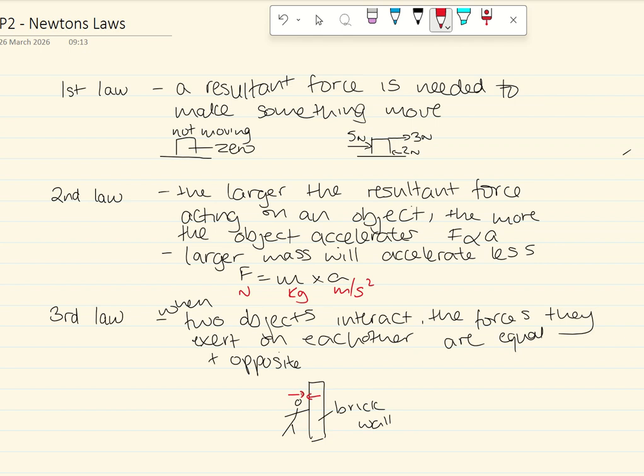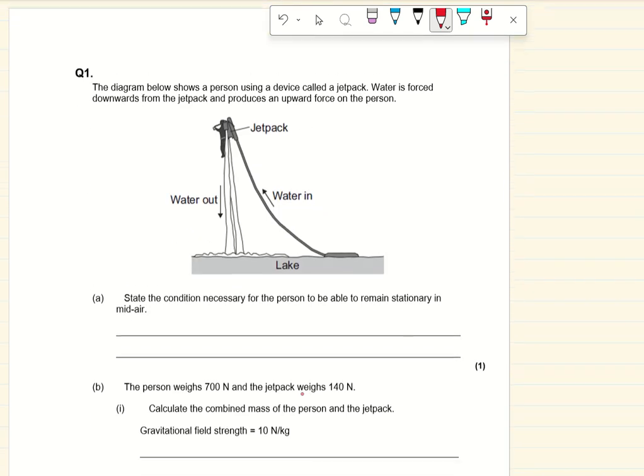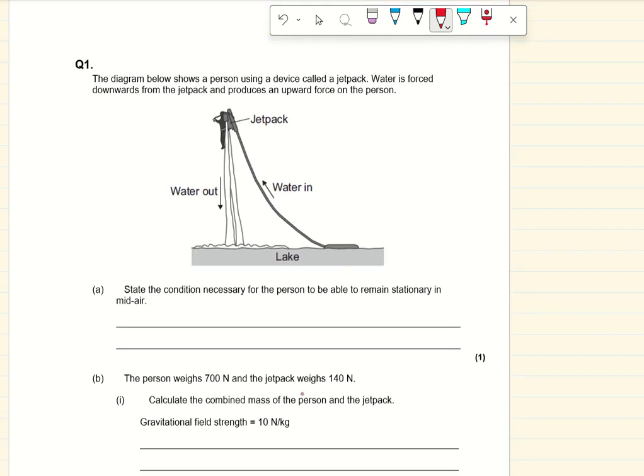Okay, let's go straight into a question. Okay, we have here a person using a device called a jetpack. Water is forced downwards. Now, the important thing here is look at the words that the question is using. It's using the word downwards and upward force. We can use the same words in our response.